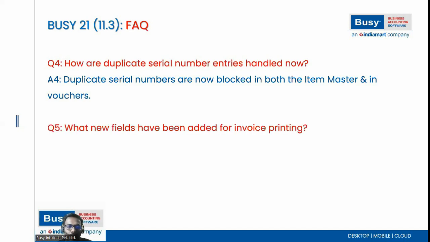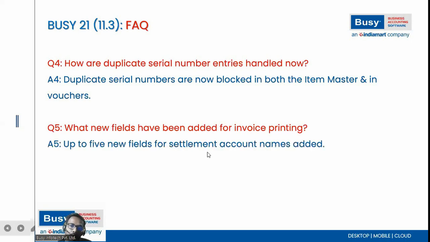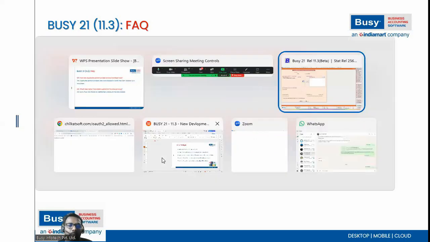What new fields have been added for invoice printing? In invoice printing, we have added one more field called total discounts. As well as another important thing here, that is settlement printing. Settlement printing, I can show you.